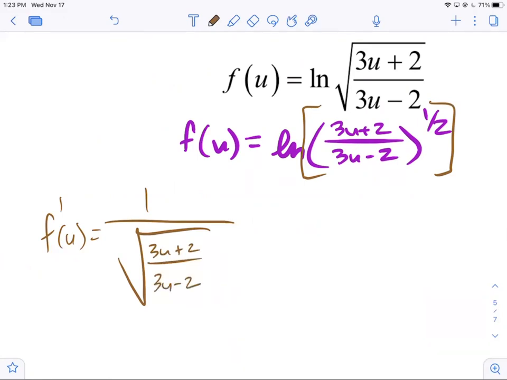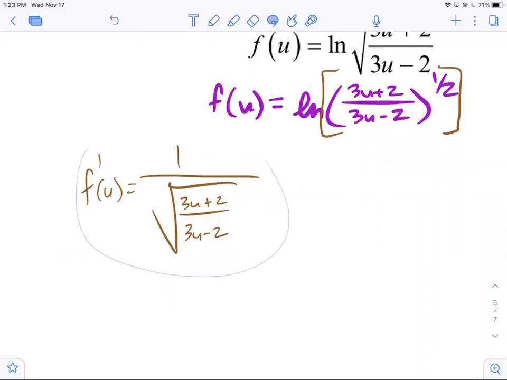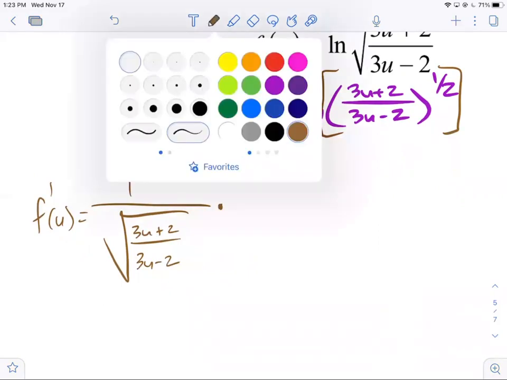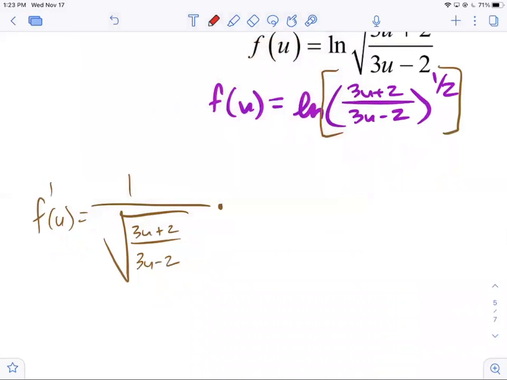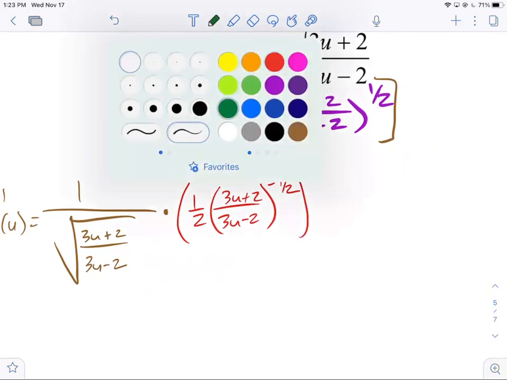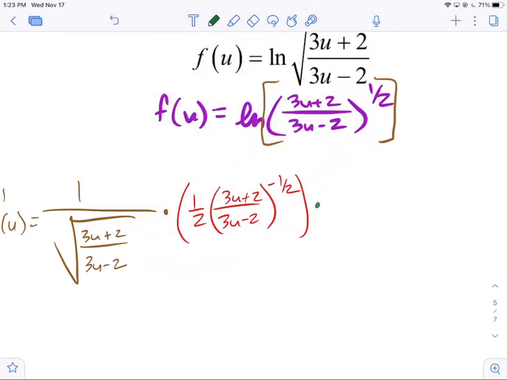Boy, that right there is already gross. We have a complex fraction and the denominator is a radical. Ugh. 1 over the blob times the derivative of the blob. Well, now the blob is this part inside. So that's going to now be the 1/2 times (3u plus 2) over (3u minus 2) to the negative 1/2, right? 1/2 blob to the negative 1/2, times the derivative of the next layer, which is the quotient.